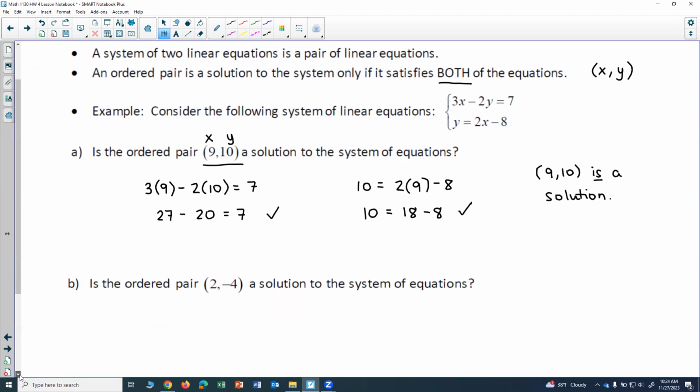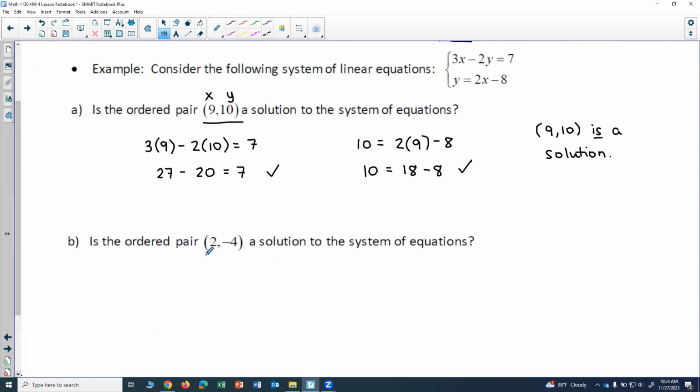So using that same pair of equations, let's test the ordered pair 2, -4. So here x is 2 and y is -4. My first equation is 3x, so 3 times 2 minus 2 times y, so minus 2 times -4 equals 7. And we'll go ahead and work that through. So 3 times 2 is 6. -2 times -4 would give me a positive 8. 6 plus 8 is not equal to 7. So I would go ahead and say, no, that's false. And so automatically 2, -4 is not a solution to this system of equations.